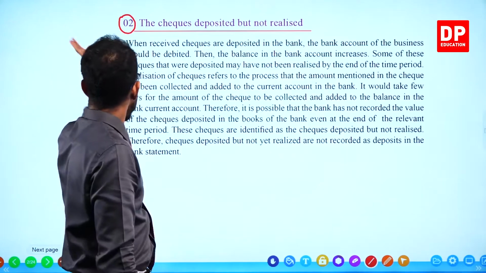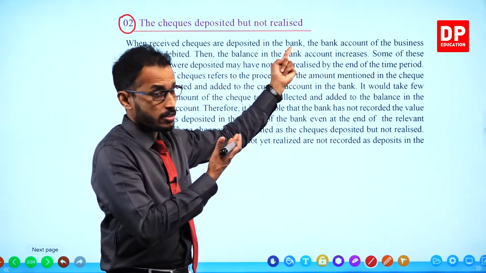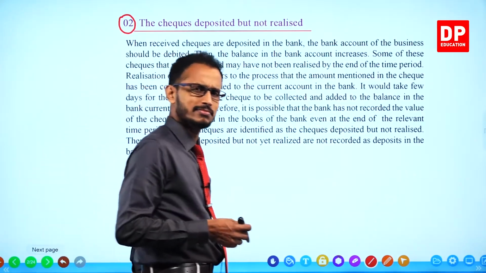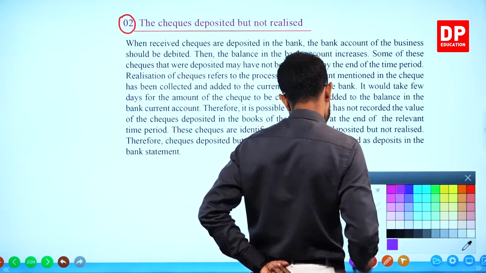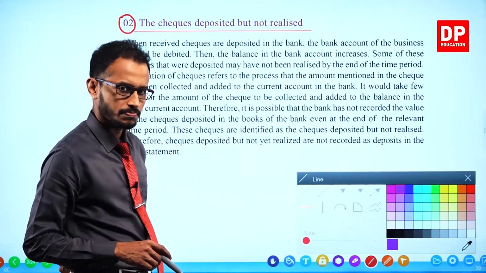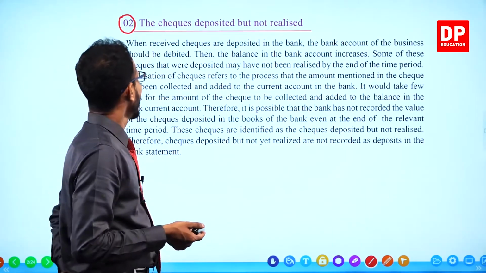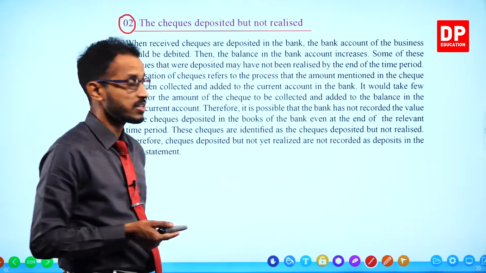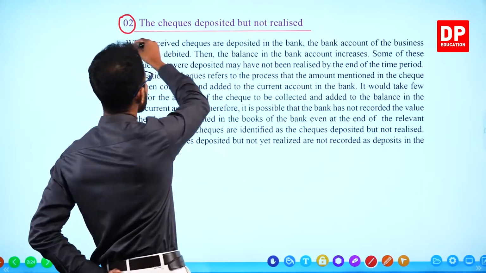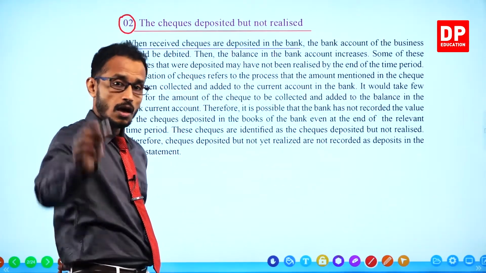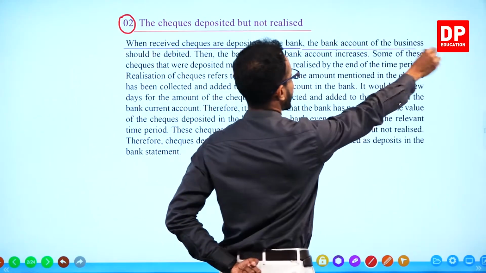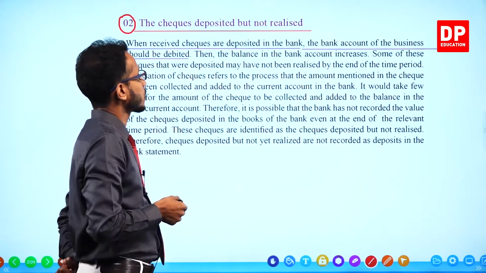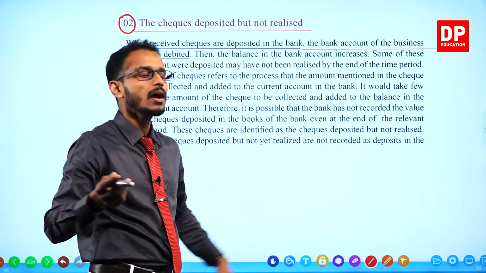When received checks are deposited in the bank, the business bank account must be debited. Correct? Yeah, of course it's correct. When received checks are deposited in the bank, our bank account must be debited.